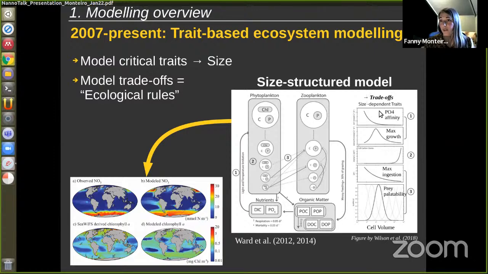And in addition, we have those trade-offs, which are the relationship of the trait, here the size, with critical processes of the organism. So for instance, we know that the nutrient affinity decreases with cell size. So smaller cells are much better at taking up low nutrients than larger cells. We know also there is an optimum in the maximum photosynthetic rate of phytoplankton at about pico size.